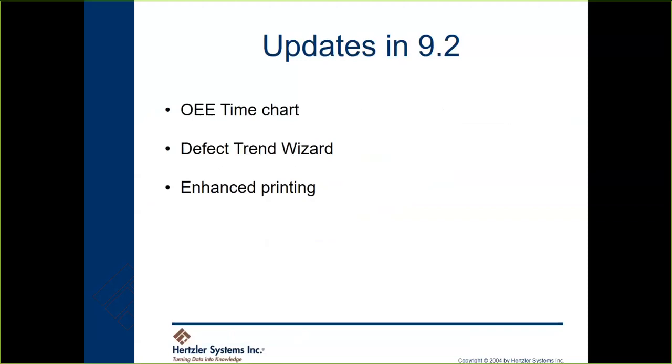There's 3 things I'm going to show and tell, and then we'll have a slide just listing some other stuff afterwards at the end. But the 3 things are a new OEE Time Chart, a new Defect Trend Wizard, and our enhanced printing that we're doing. So let's get right into it.